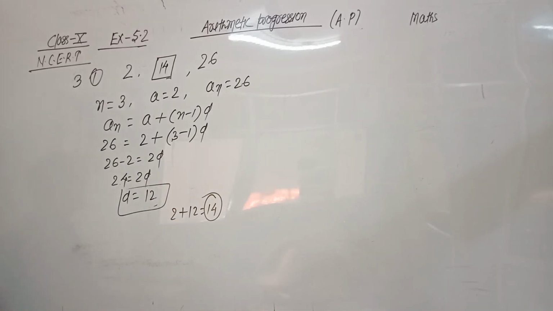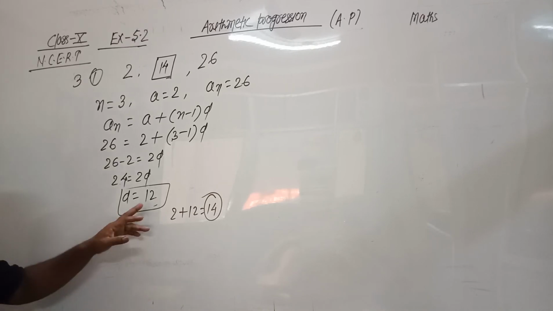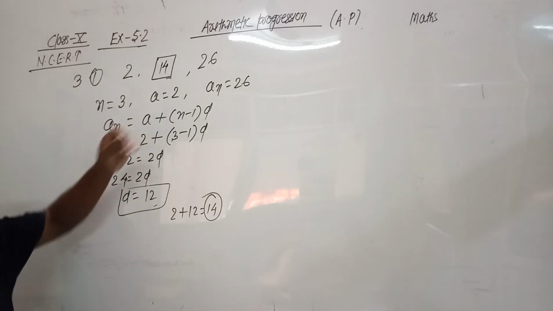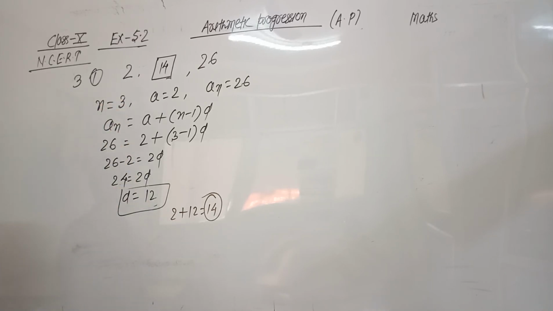So if the first term is given and the common difference is also known, then for finding the next term, we add the common difference to the first term.